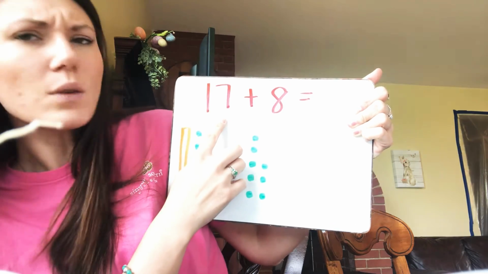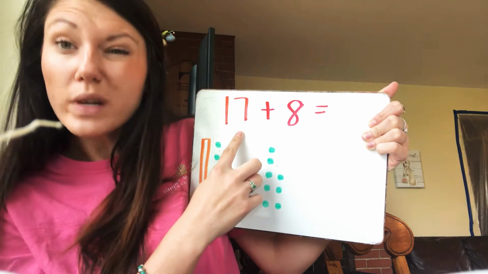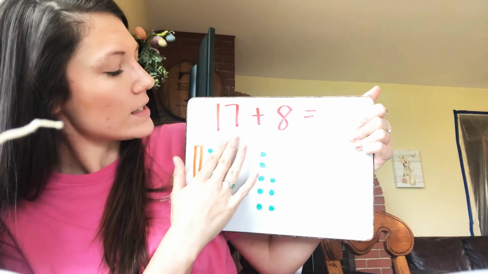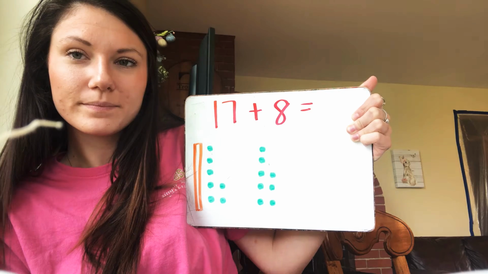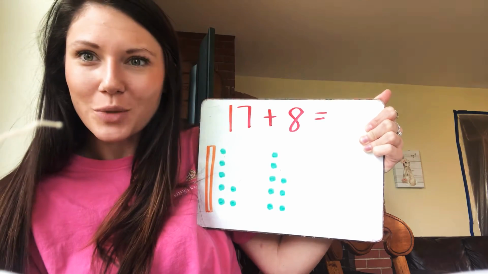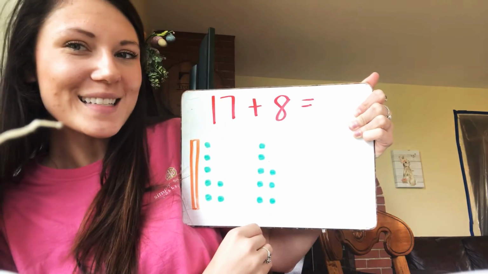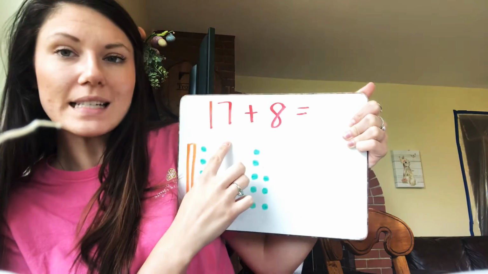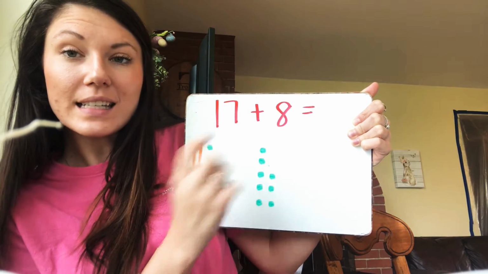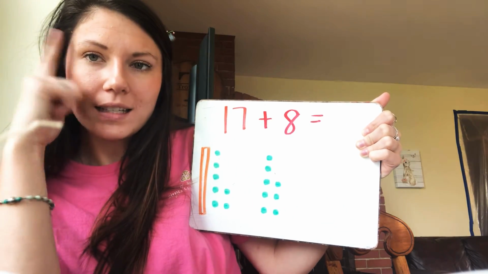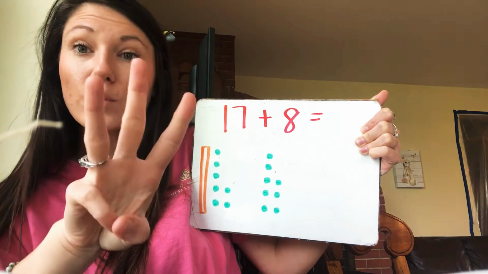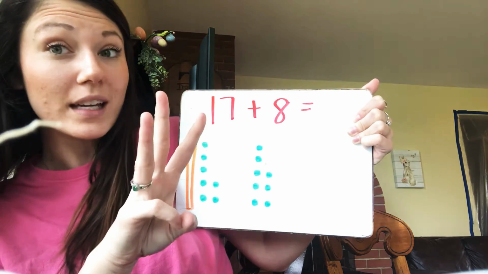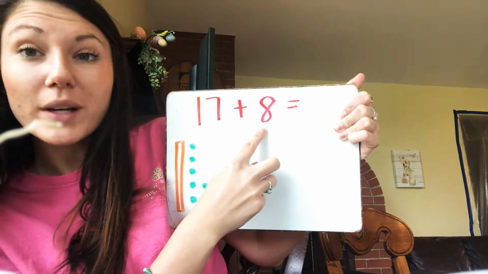All right, so now we have to think, 17 is close to which friendly number? So right now, pause. What number do you think 17 is close to that's friendly? If you said 20, kiss your brain. You are right. It is 20. 17 is closer to 20. So right now, how many do you need to add to 17? Well, let's think. 17, 18, 19, 20. How many? 3. So I'm going to get that 3 from my other number, 8.